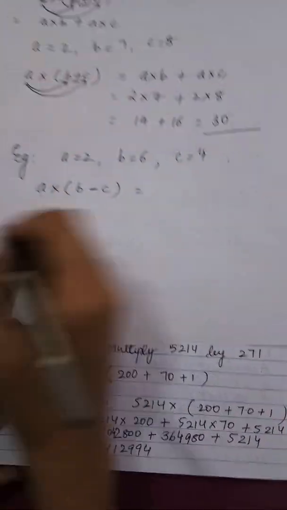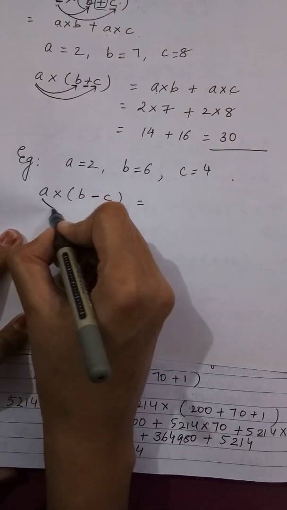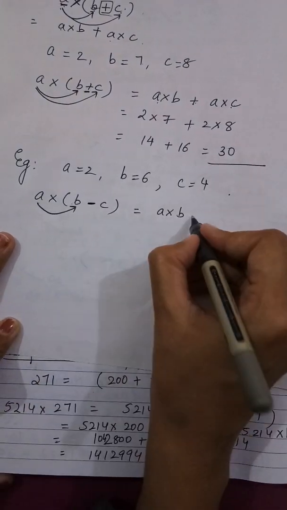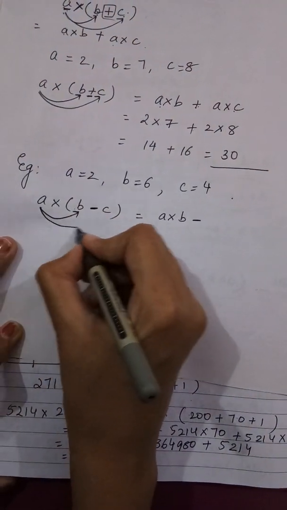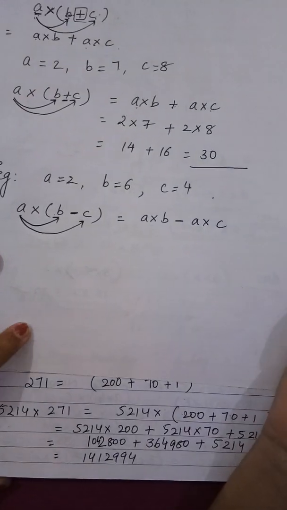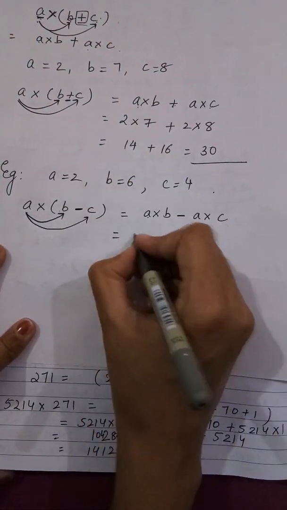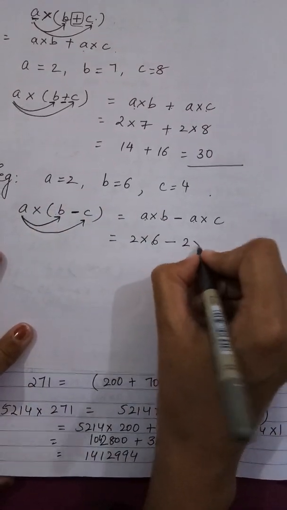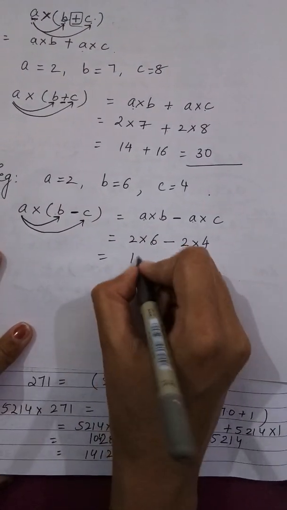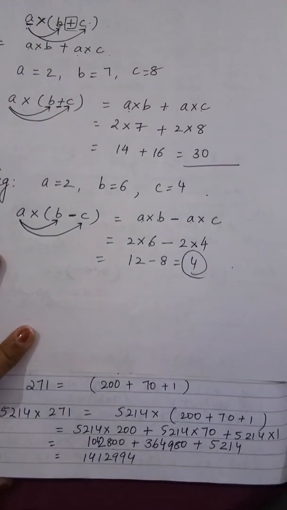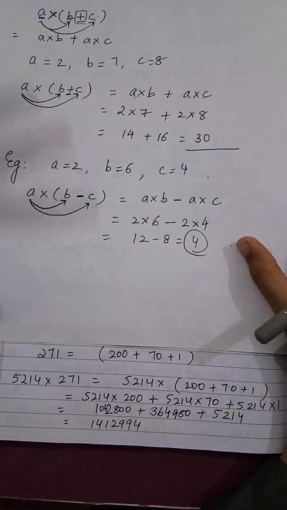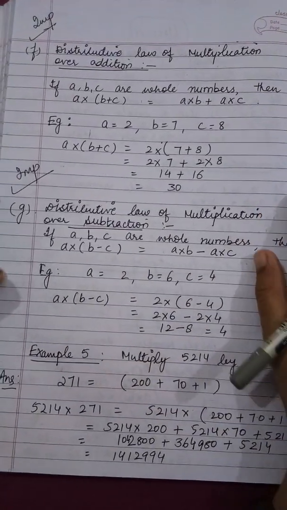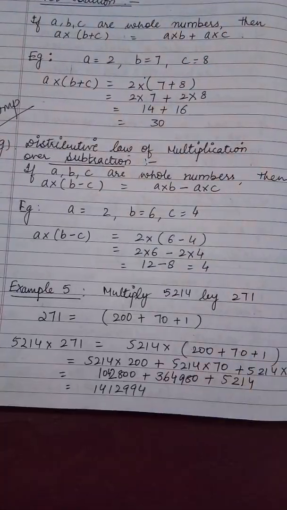So now what we will do, firstly this A will be multiplied by B, so I will multiply A by B, then which sign is there, minus, so minus will come here, and then A will be multiplied by C, A multiplied by C. Now what is A, 2, what is the value of B, 6, minus again what is the value of A, 2, C, 4, 2 6s are 12 minus 8, the answer is 4. So this was the distributive law. I hope it is very clear to you. So these two are very important laws which you have to do in this. Next is example number 5.